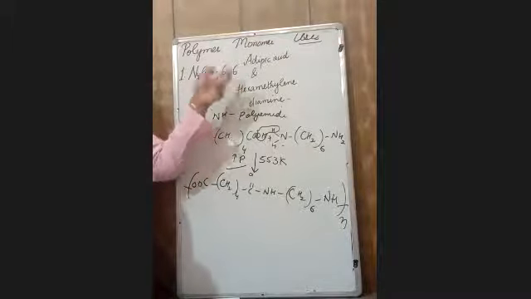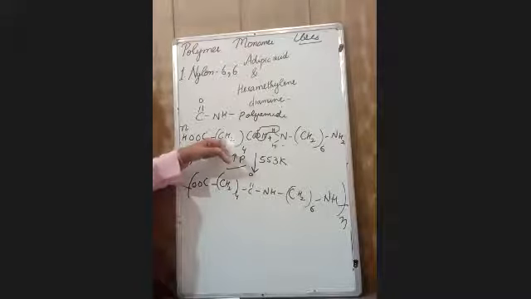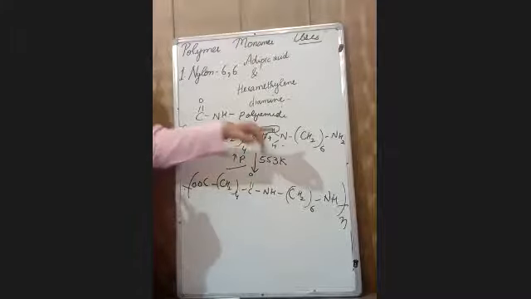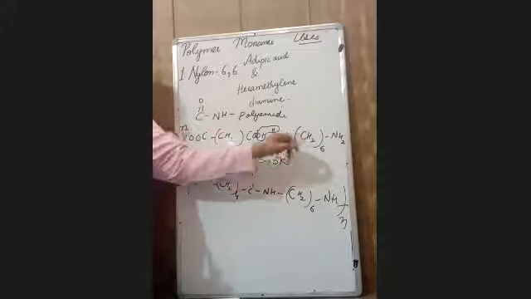Now, sometimes this question came, what do you mean by this 6,6? This number represents the number of carbon atoms present in the monomeric unit. If you see adipic acid, it has 6 carbon atoms, 1, 2, 3, 4, 5, 6. If you see the second monomeric unit, it is hexamethylene diamine.